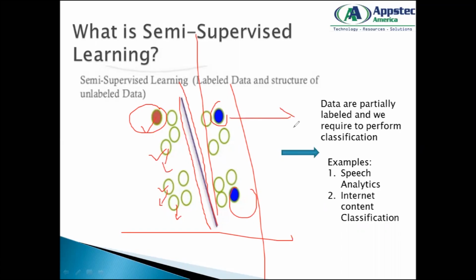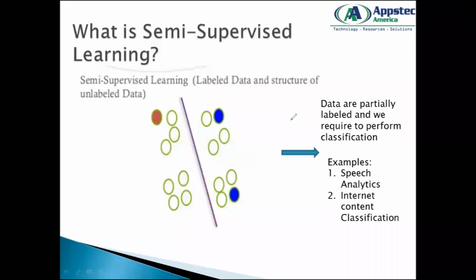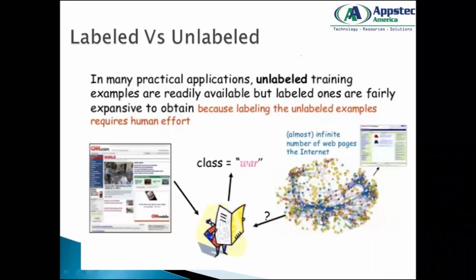And there was a certain portion of the data that was not labeled. That means we call it unlabeled data. So this is what is called semi-supervised learning. So that's what we are trying to approach here.